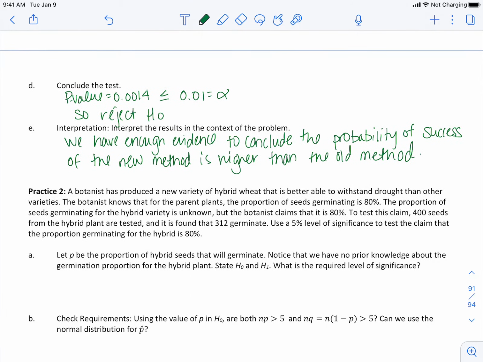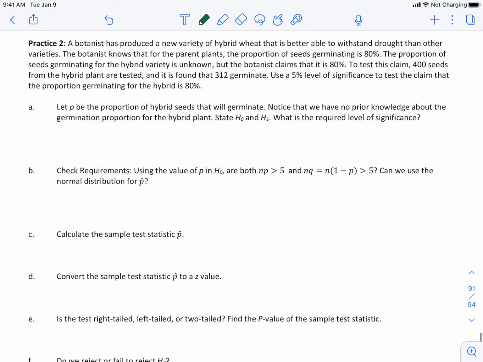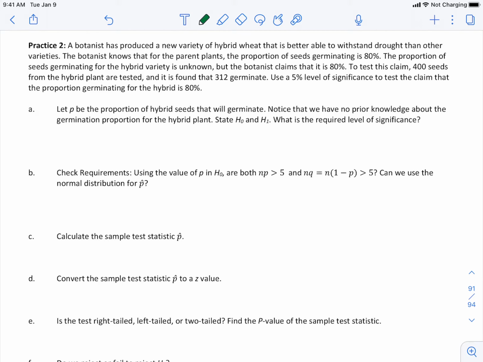Okay, here's our next question. A botanist has produced a new variety of hybrid wheat that is better able to withstand drought than other varieties. The botanist knows that for the parent plants, the proportion of seeds germinating is 80%. The proportion of seeds germinating for the hybrid variety is unknown, but the botanist claims that it is 80%. To test his claim, 400 seeds from the hybrid plant are tested, and it is found that 312 germinate. Use a 5% level of significance to test the claim that the proportion germinating for the hybrid is 80%.